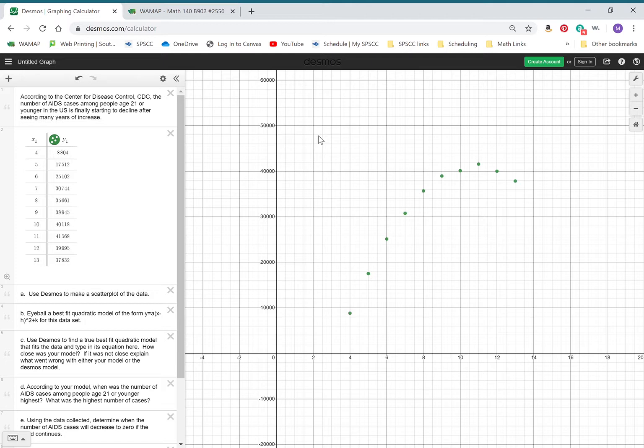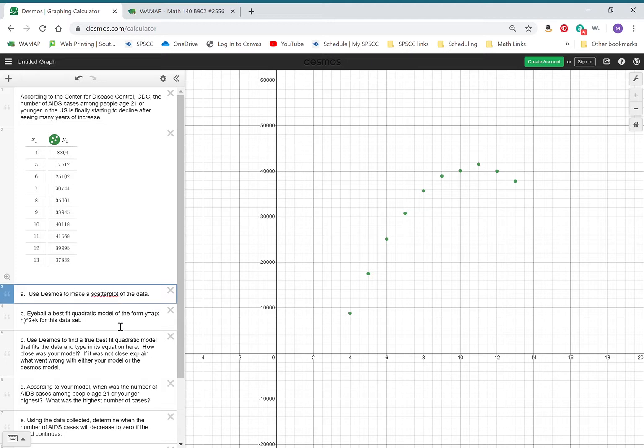Hopefully you have the worksheet in front of you, but I do have the different questions pasted in here this time. I got a little smarter about using Desmos and not having to switch back and forth. So your very first problem should be my example problem. We have a data set that gives the number of AIDS cases among people 21 or younger in the US. And I have already copied and pasted that table in. So all you have to do is select the entire table and copy and paste it in here, and your scatter plot should immediately show up. So that's our part A.